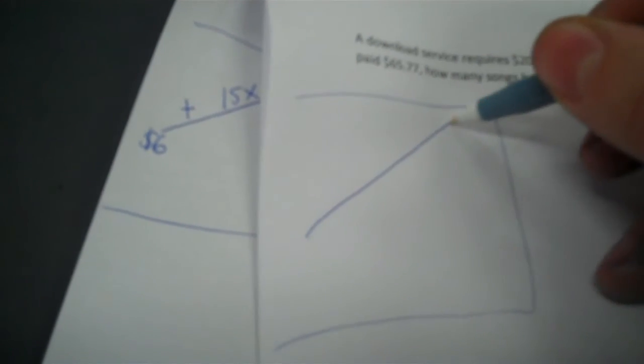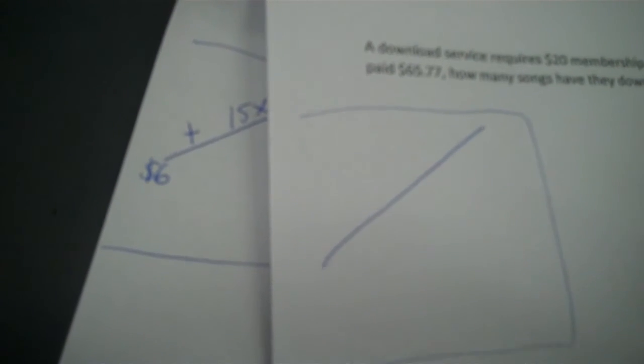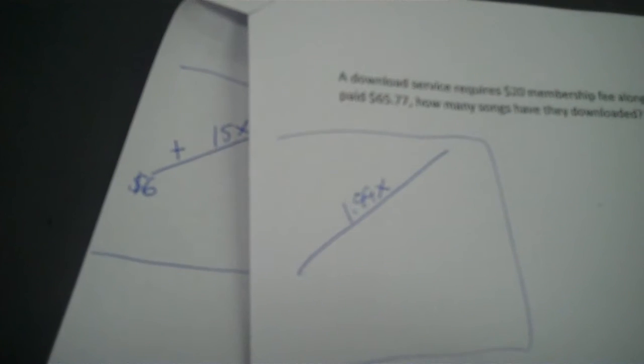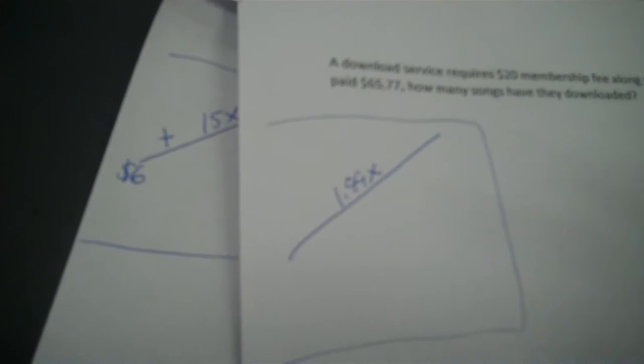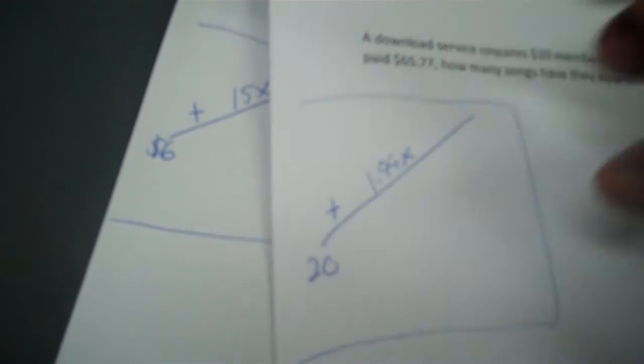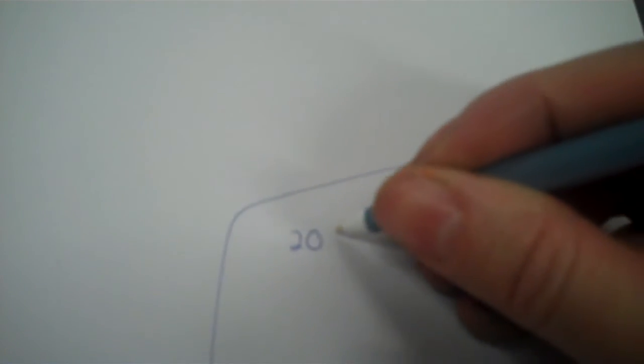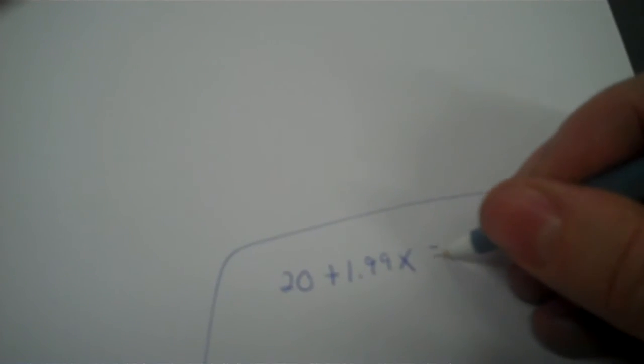Okay, it's a line because it goes up by $1.99 every time I buy a song. It's by the same amount, so $1.99x. It's like kind of a ladder everywhere. Every step's $1.99. I don't know how many steps there are. It's what I'm trying to figure out. So before the $1.99, we had to pay $20. So $20 equals Y. So my equation is going to be 20 plus $1.99 times X equals Y.